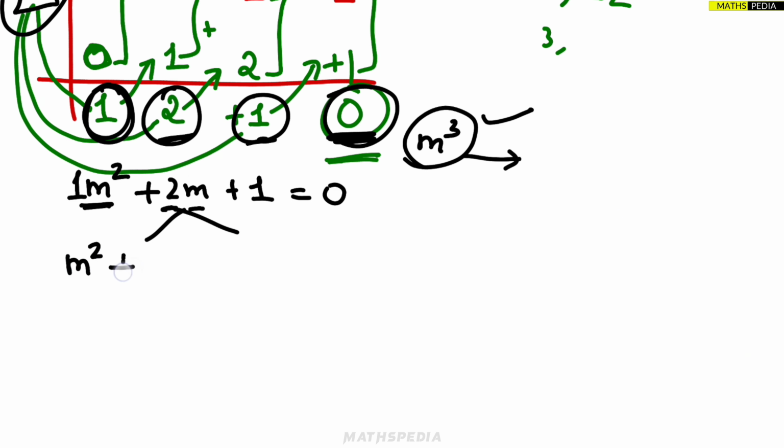So m square plus 1m plus 1m plus 1 is equal to 0. When you add, you will get 2m. When you multiply, you will get 1.